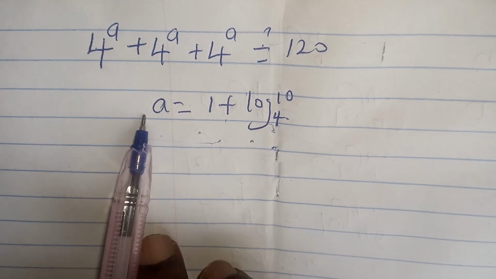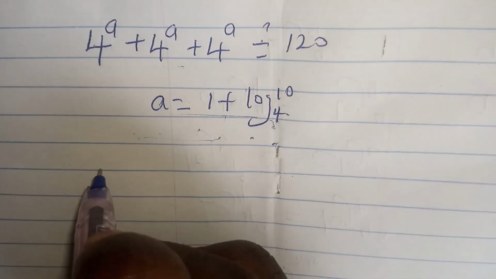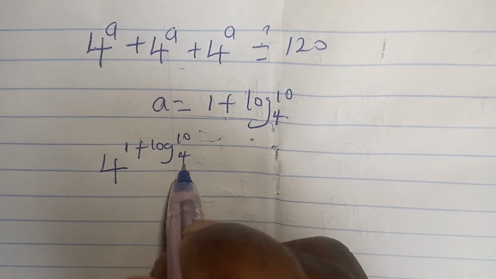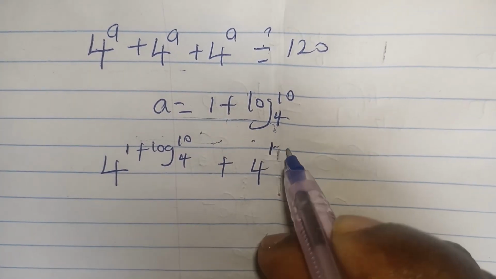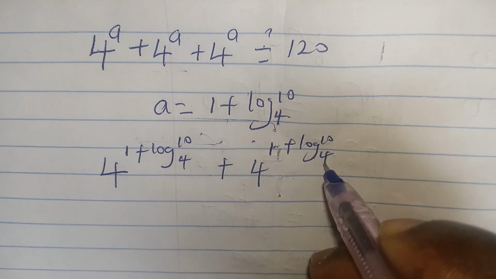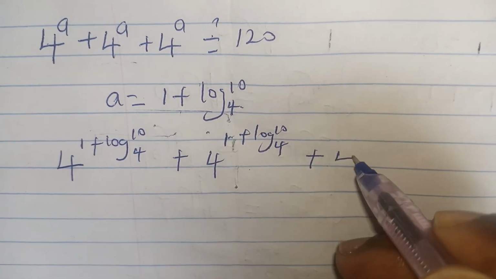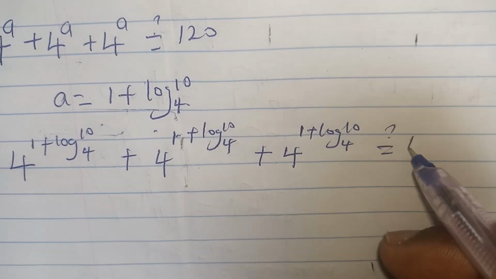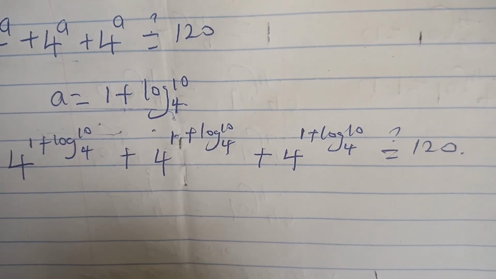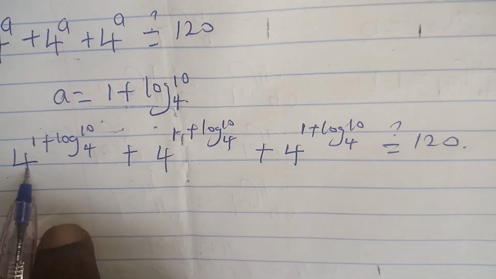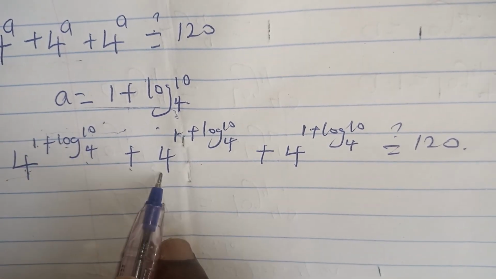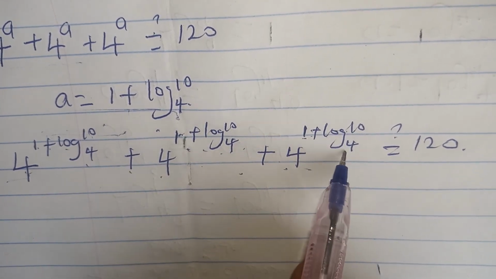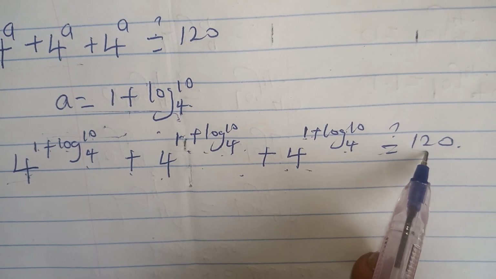Let's substitute all these values into this. So we have 4 to the power of 1 plus log 10 to base 4, plus 4 to the power of 1 plus log 10 to base 4, plus 4 to the power of 1 plus log 10 to base 4, equals unknown 120. So we want to prove whether it is equal to 120, whether it's accurate.